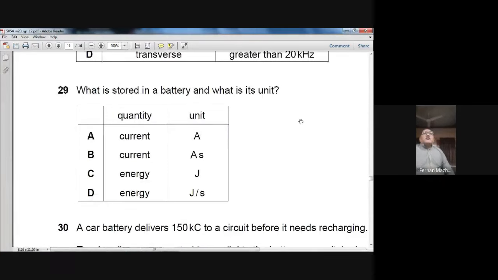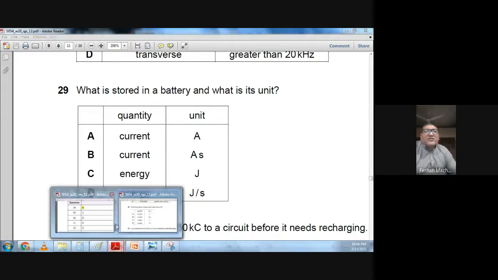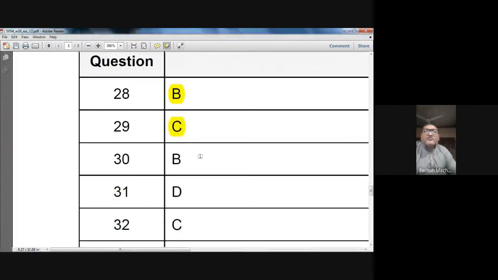Okay. Question number 29. What is stored in a battery and what is its unit? In the battery, the current is not stored. Basically the battery has stored chemical potential energy. So the potential energy is stored in it. Chemical potential energy. And the unit of the energy is joules. So C looks the right option to me, but let me check. Question number 29. C is the right option, sir.